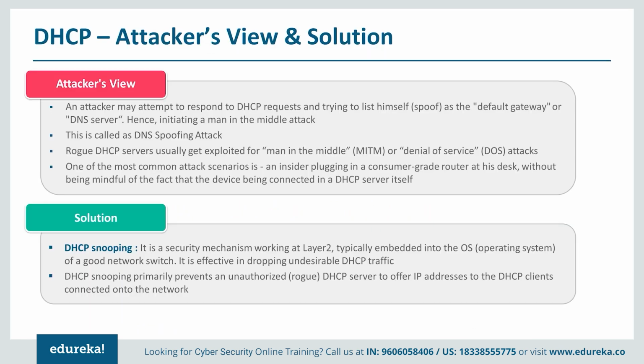So from a DHCP point of view, let's look at what an attacker does. An attacker can also spoof into the network. Once he gets access to the default gateway, he can obviously spoof any traffic coming in and going forward. He can carry out a man in the middle attack or a denial of service.